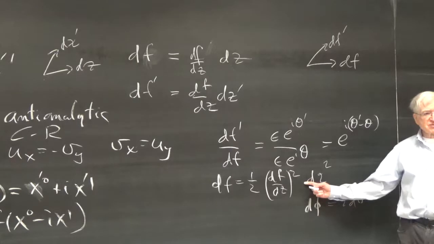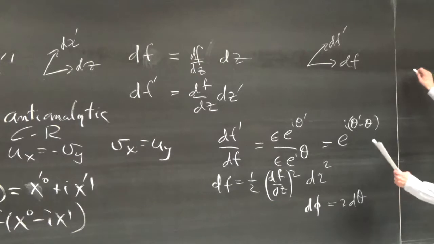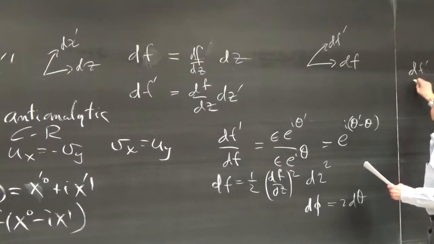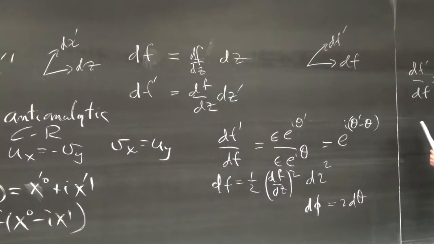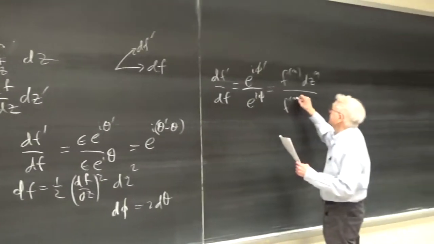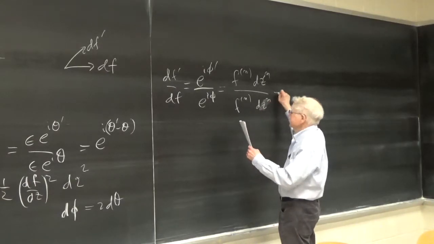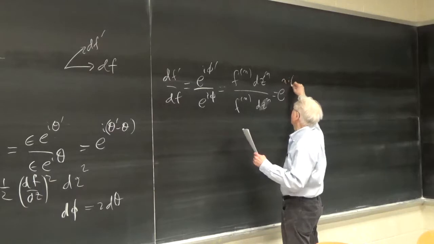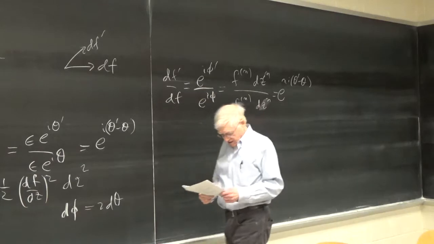If the first derivative vanishes but not the second. And in general, df prime over df, which you can write as e to the i phi prime over e to the i phi, is the nth derivative dz to the n over the nth derivative dz to the n, and this is then e to the n i (theta prime minus theta). So that's the change.